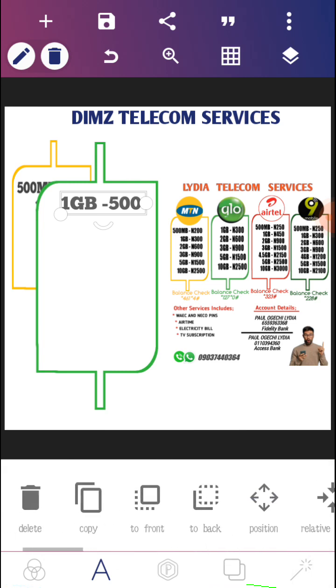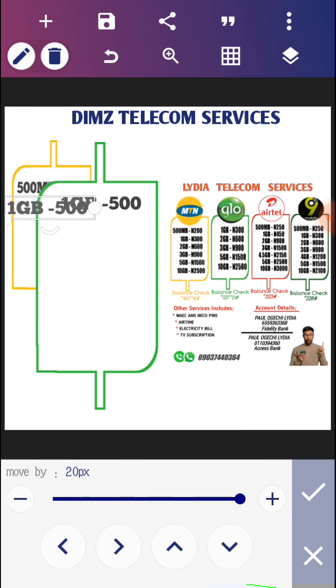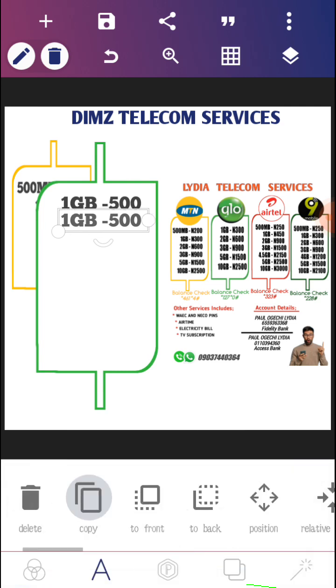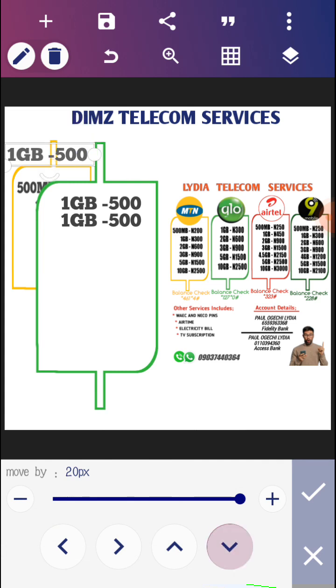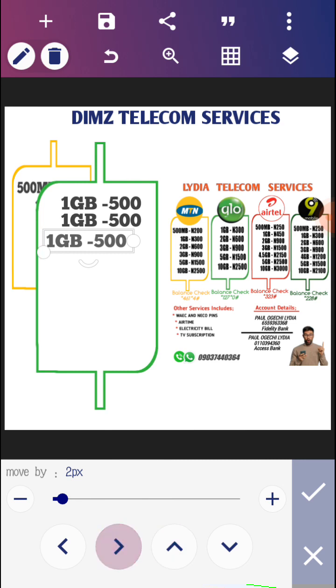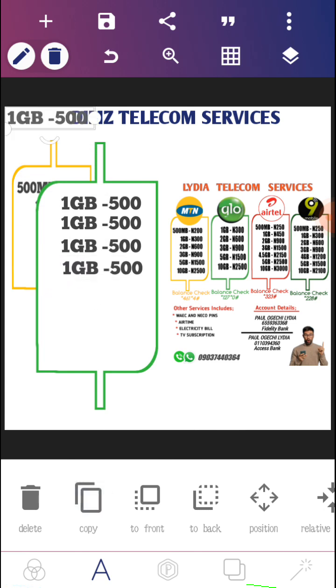Then you copy and place each price. I don't have enough battery, so I'll just be doing it fast. You copy and place. You copy again, you place it. You give it space so that it won't be too jam-packed. You copy again, you place it. You copy, you place. You know your prices, you add it.